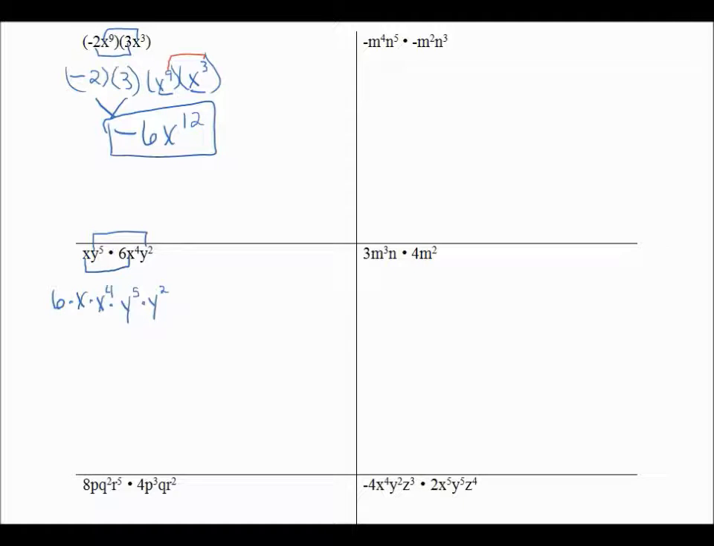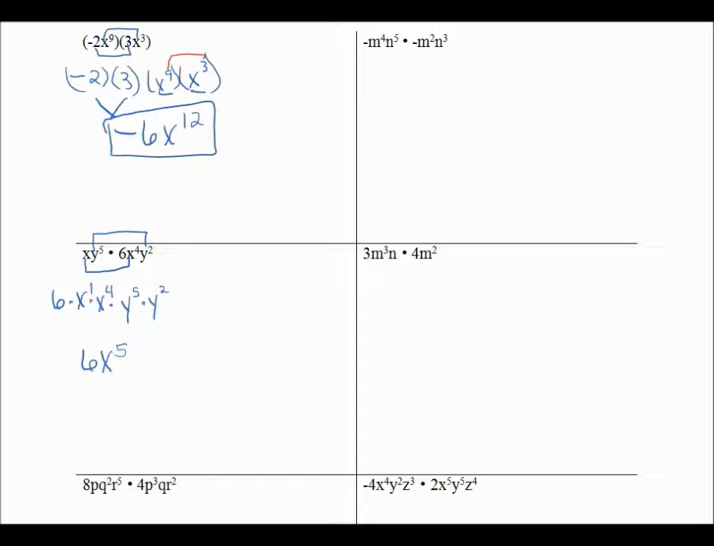So I don't have anything to multiply the 6 to, so I'll just bring it down. For my x's, my bases are the same. The base is x. Remember, it's understood that when you don't see a number there, the exponent is 1. So this is like saying x to the first power times x to the fourth power. The rule says to do what? Add those exponents. We're going to keep that common base. The common base is x. And I'll just add the exponents. 1 plus 4 gives me 5.